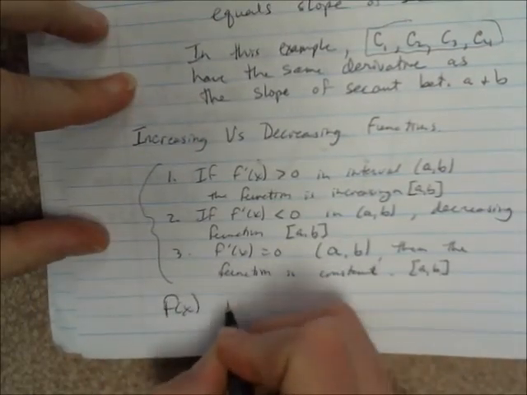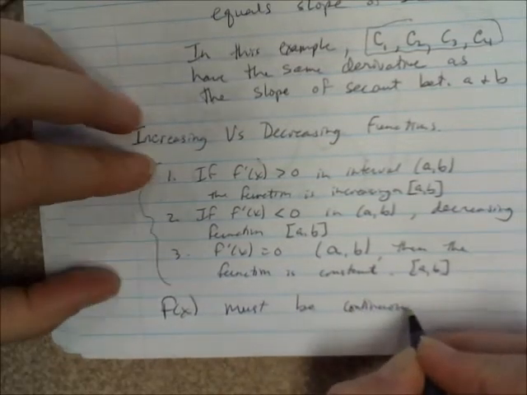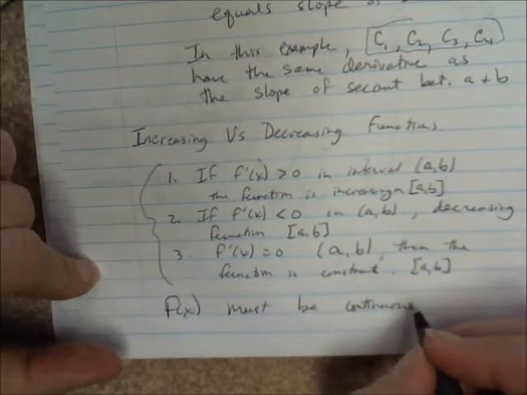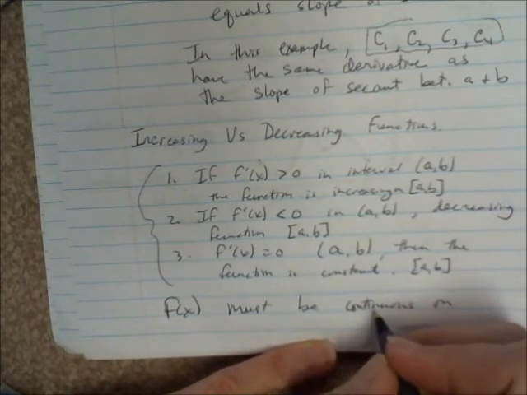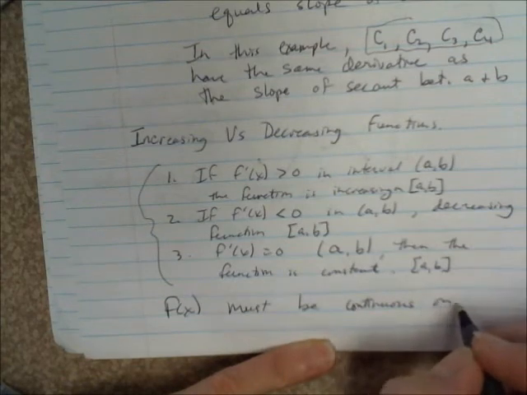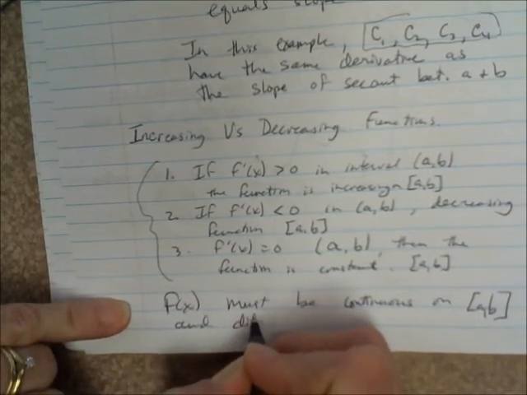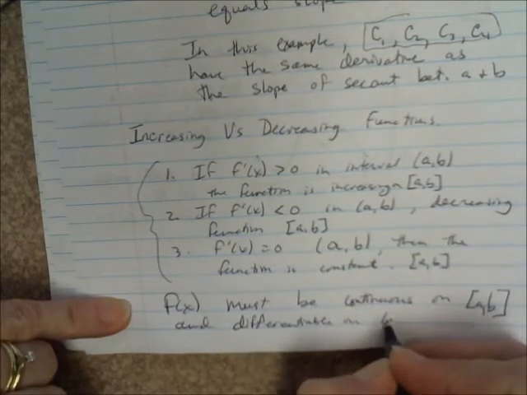So f of x must be continuous on the closed interval, and differentiable on the open interval A to B. So that's just a caveat like the MVT and Rolle's theorem and the extreme value theorem.